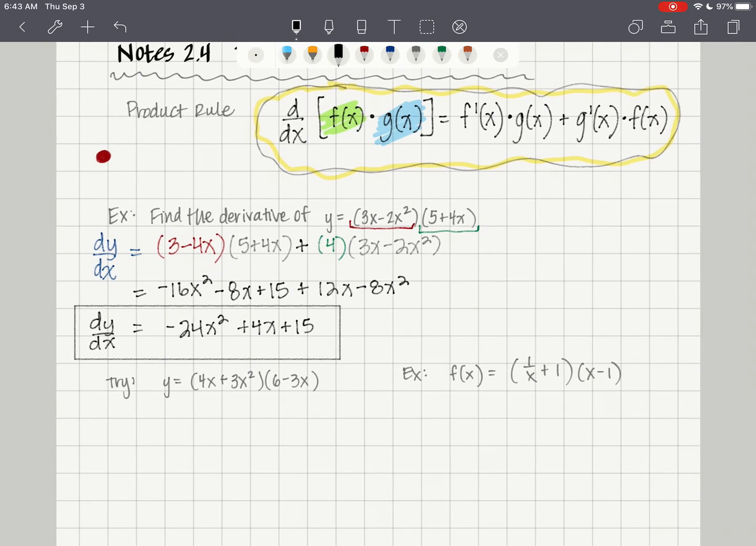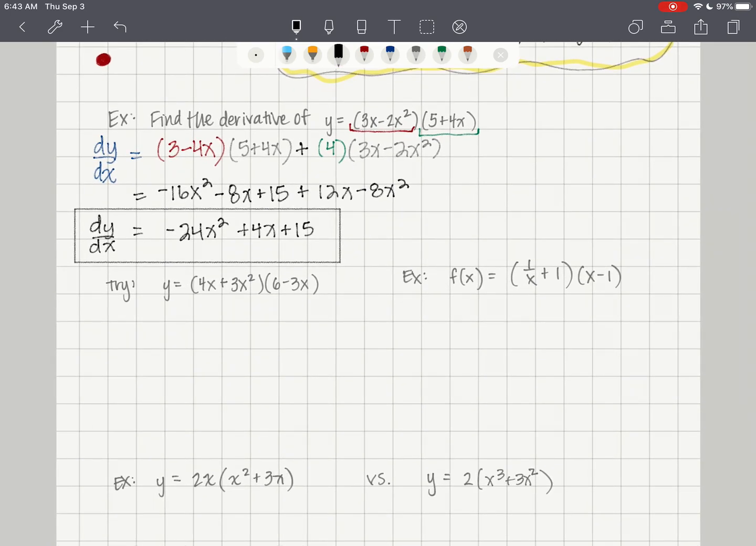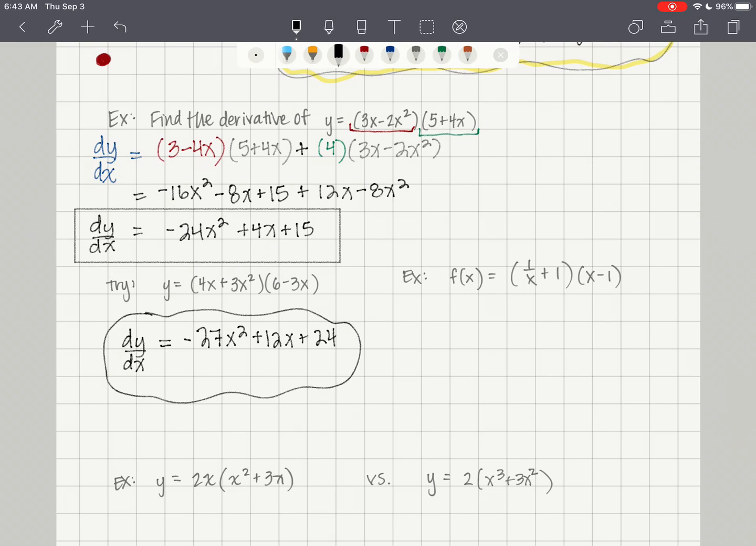Excellent. So here's one for you to try. Go ahead and try it and then press pause because I'm going to go right to the answer on this one. So press pause and then come back and check your answer. Okay, the answer on this one, dy dx, is equal to negative 27x squared plus 12x plus 24. I'm going to bubble that one. There we go.